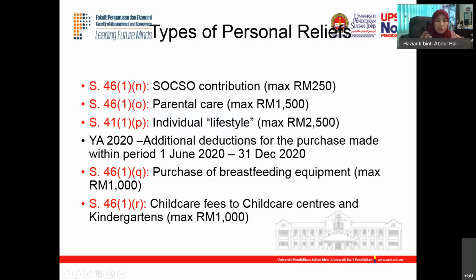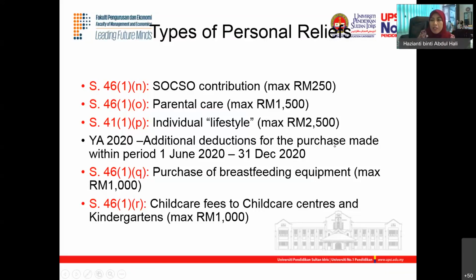So you bought a new phone, you can claim up to 2,500 relief. Eh, beli sports equipment, semua dalam lifestyle ni. Eh, individual lifestyle, you beli treadmill, you beli basikal. Eh, the bike is also considered as sports equipment. The maximum is 2,500. Alright, the special for year of assessment 2020.